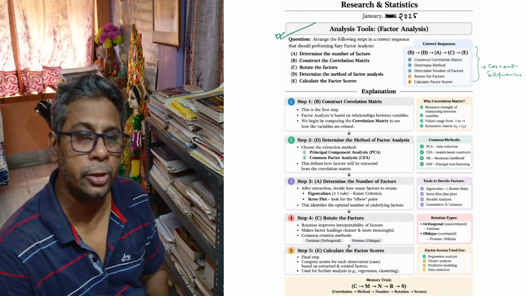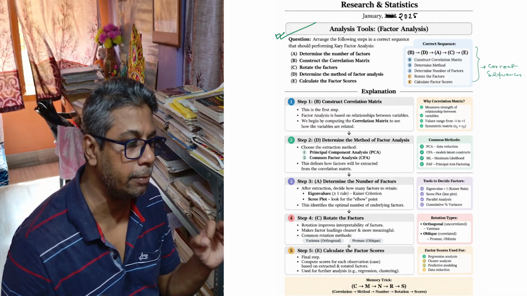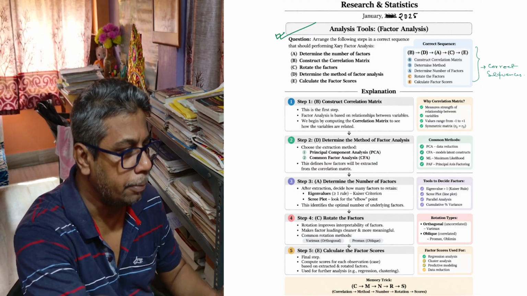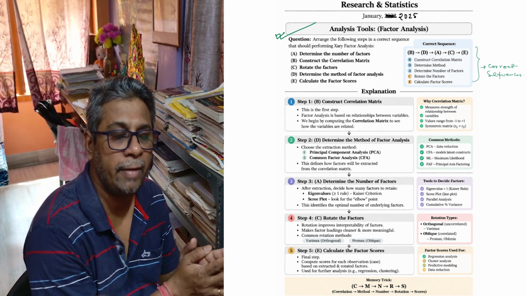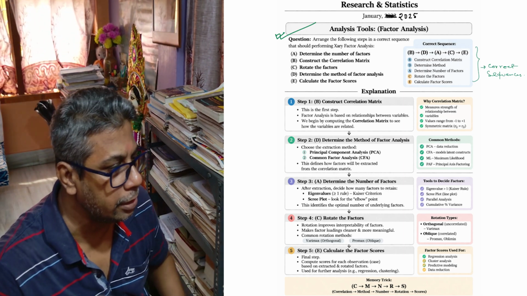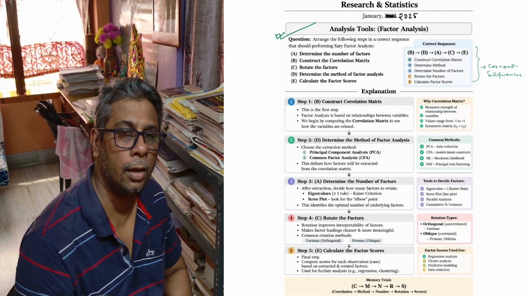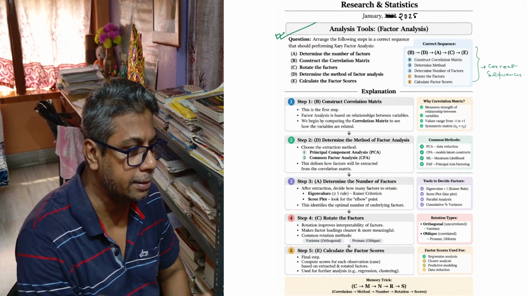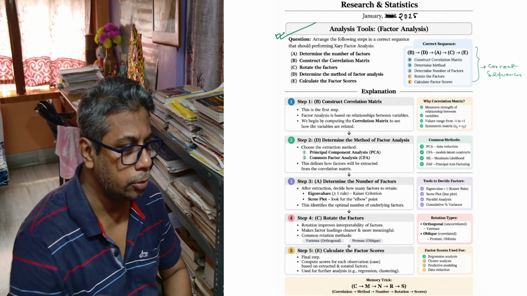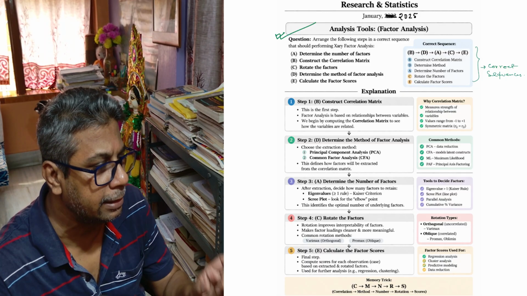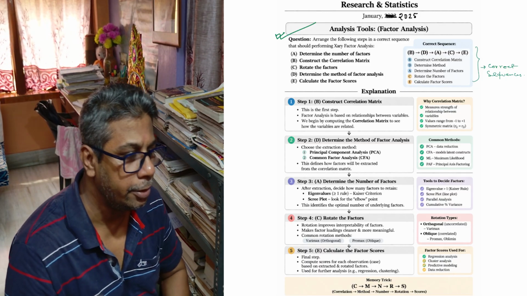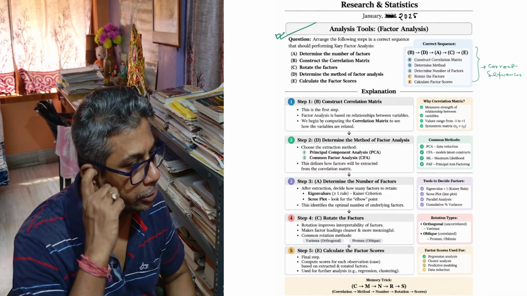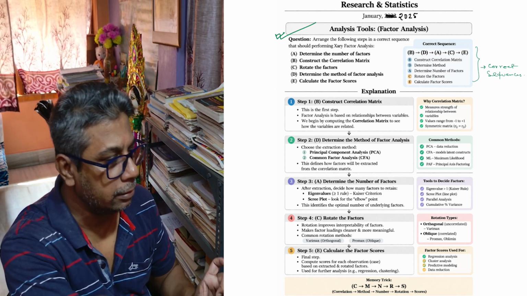Step 1, construct correlation matrix. Step 2, determine the method of factor analysis. Step 3, determine the number of factors. After extraction, decide how many factors to retain. Under this step, the eigenvalue should be greater than or equal to 1 rule, Kaiser's criterion, and the scree plot, where we look for the elbow point. Important tools to determine the number of factors are eigenvalue, scree plot, parallel analysis, and cumulative percentage of variance. These are the important tools to decide the factors.